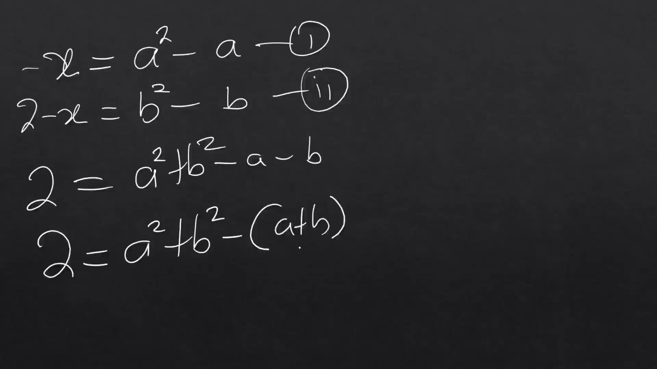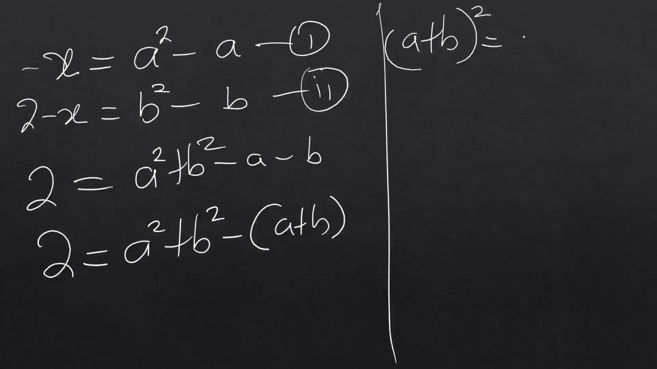Have you seen something like this before? I'm sure your mind should take you to something. Look at this. Let's assume we have (A plus B) all squared. This is something as A squared plus B squared, now plus 2AB. Is it not?